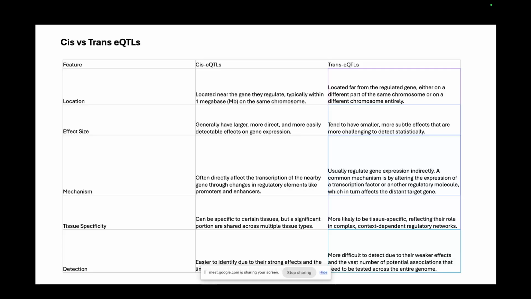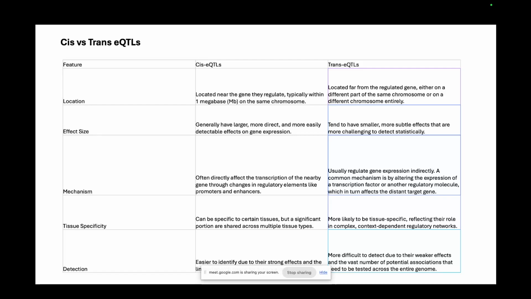So basically, the cis eQTL is located around a 1 MB region along the gene, and it has to be present on the same chromosome. But in the case of trans eQTL, it is located far from the regulated gene, either on a different part of the same chromosome or on a different chromosome entirely. These become much trickier to study, because a variant on one chromosome is contributing to the expression change of a gene on another chromosome. So biologically understanding that becomes very difficult.